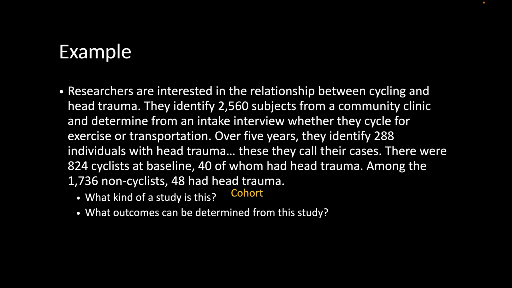But you can tell this is a cohort because they started with patients at baseline who didn't have head trauma. They measured their exposure status at baseline, and they followed them over 5 years forward. And over those 5 years, they found a certain number of people who developed head trauma. So the exposure happened first. They found people who didn't have the disease at first, and they followed them forward. And it doesn't matter what they call them. If they call them their cases, they could call them their best friends, but it doesn't really matter. This isn't a case control trial just because they called them cases.